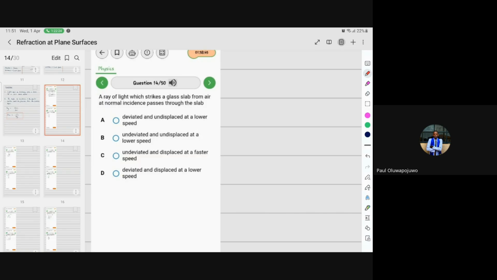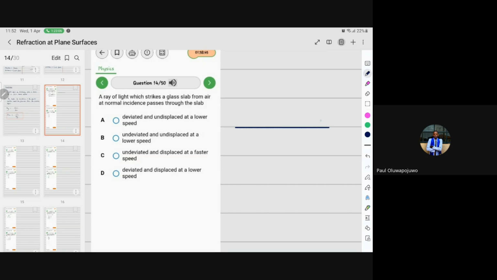I think it is D. A ray of light which strikes a glass slab from air at normal incidence passes through the slab. Are you seeing it now? So look at what they are trying to say here. Let me answer. Let's say this is the slab.